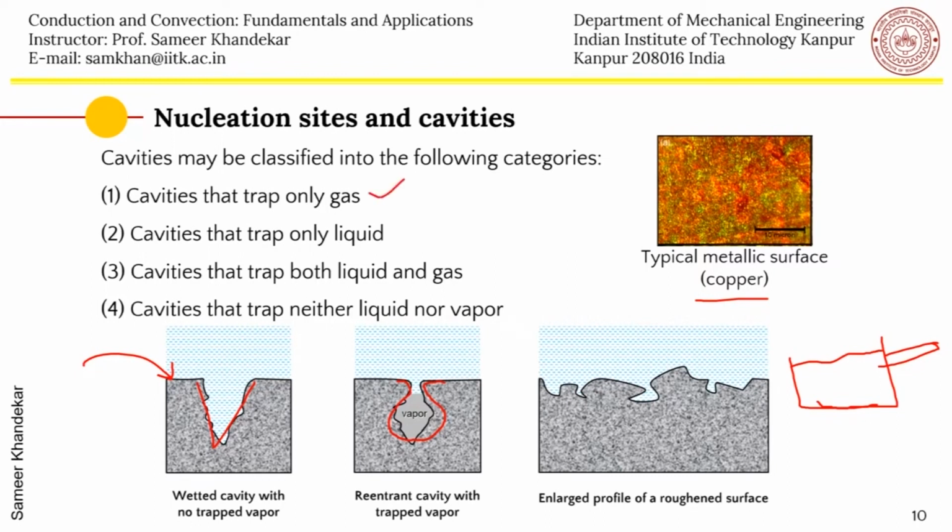We will not go into too many details about this process, but it is sufficient for you to understand that there are certain cavities which can trap gas, so that, for example, here in this cavity, the vapor is getting trapped, and some of the cavities can trap liquid as well as gas, and some of the cavities can neither trap liquid nor vapor. So this natural roughness may have different types of shapes. We cannot analyze all the shapes, but we can model them as conical cavities with a certain angle and a certain depth.